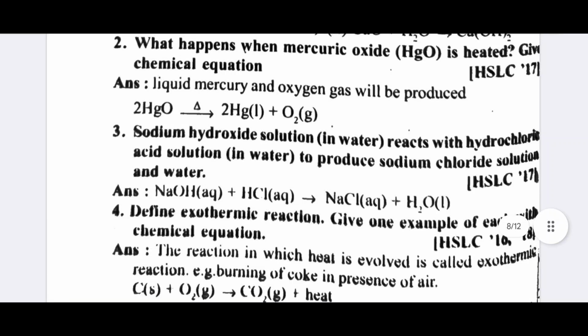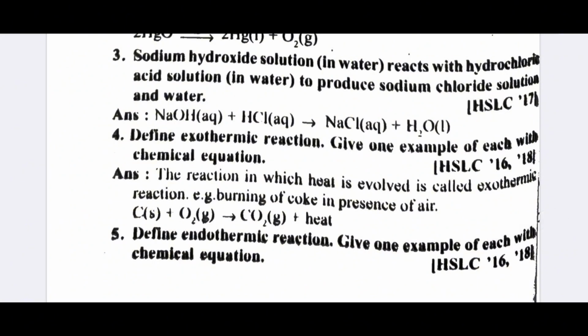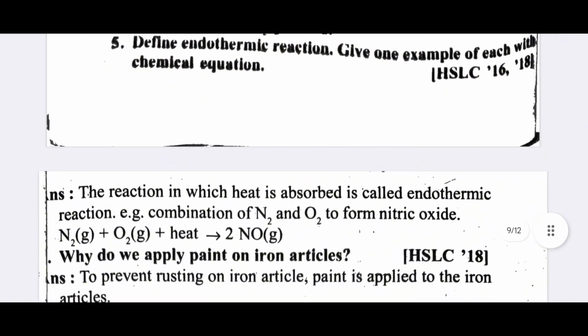Define exothermic reaction. Give an example of each with the chemical reaction. This question is very important. Define endothermic reaction. Give one example with chemical reaction. The reaction in which heat is absorbed is called endothermic reaction. Example: combination of N2 and O2 plus heat gives nitric oxide.